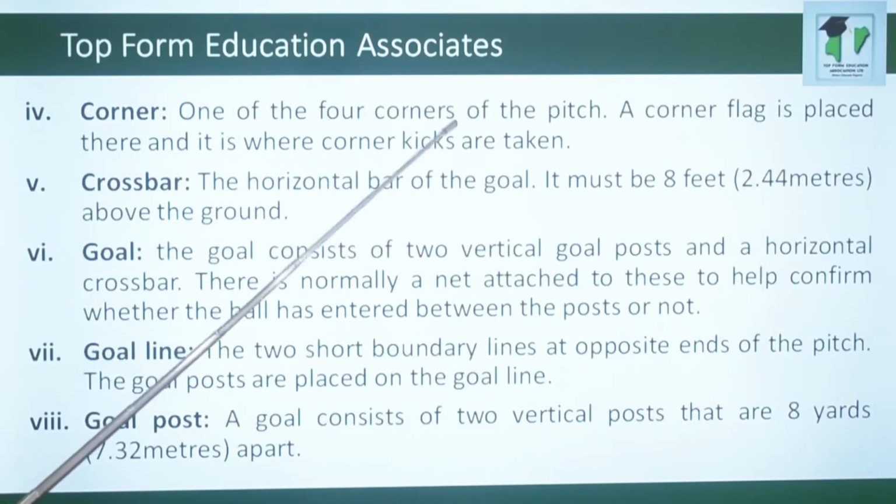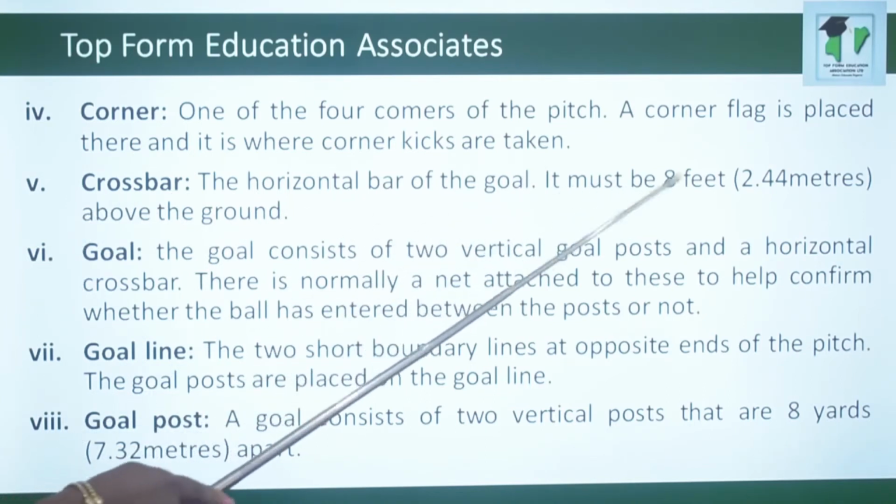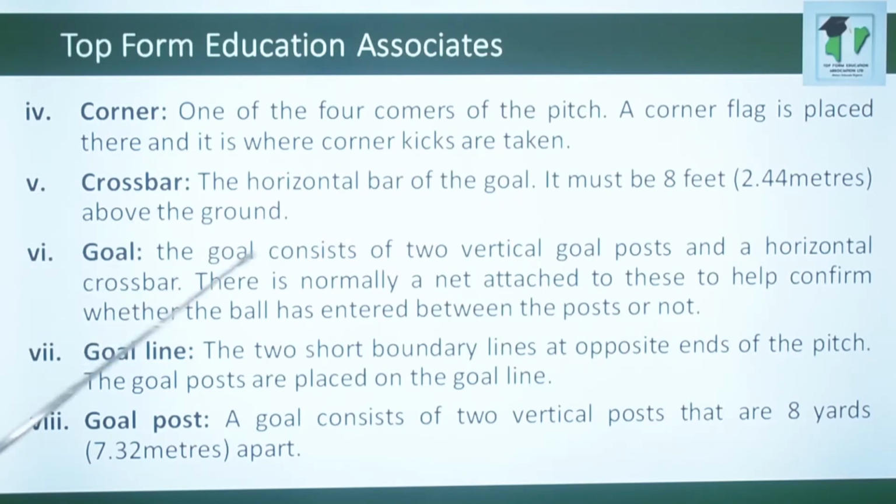One of the 4 corners of the pitch is called a corner. A corner flag is placed there, and it is where corner kicks are taken. 5, crossbar. The horizontal bar of the goal is called a crossbar. It must be 8 feet, that is 2.44 meters, above the ground. Then 6, goal. The goal consists of two vertical goal posts and a horizontal crossbar. There is normally a net attached to these to help confirm whether the ball has entered between the posts or not. 7.